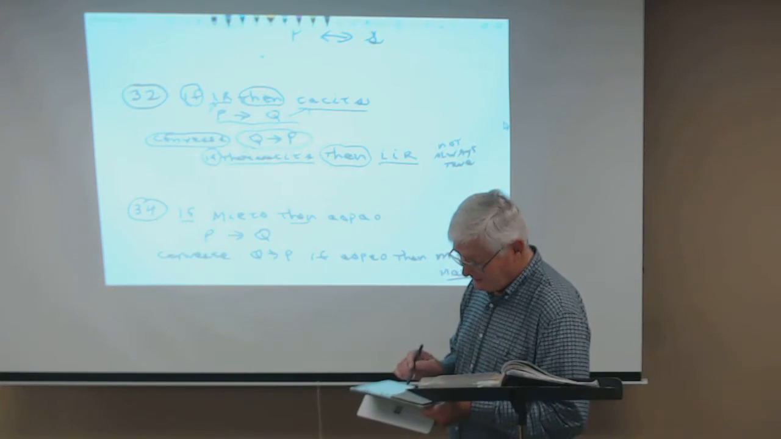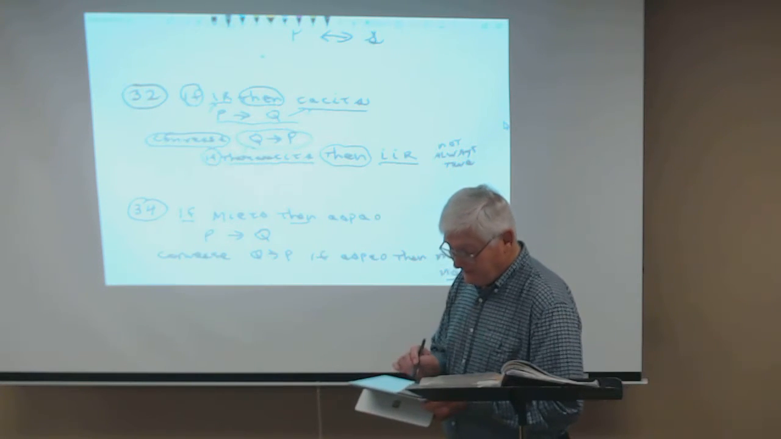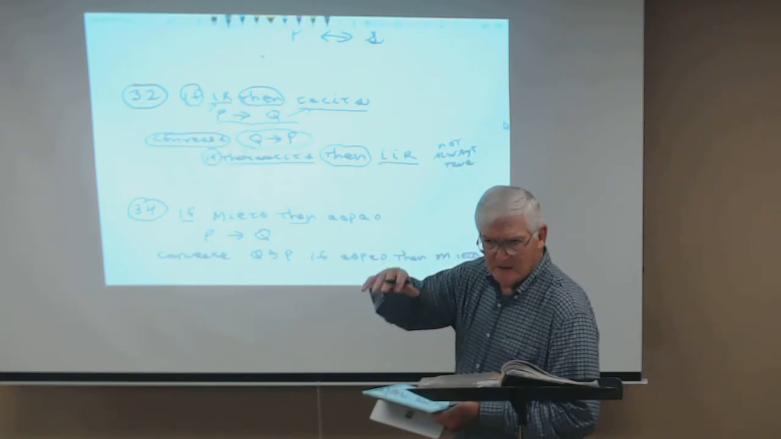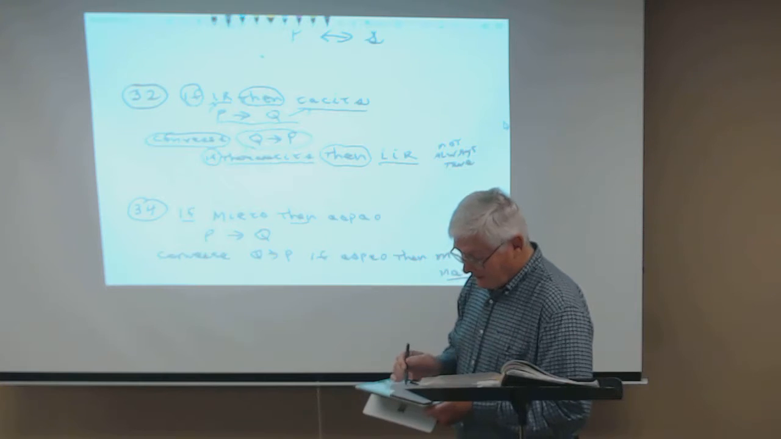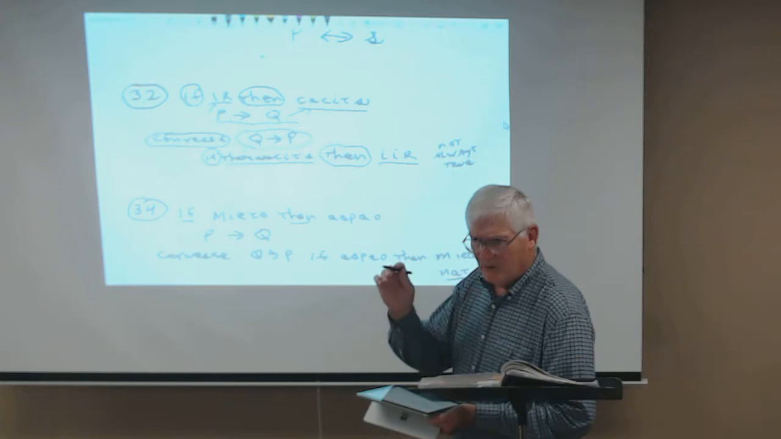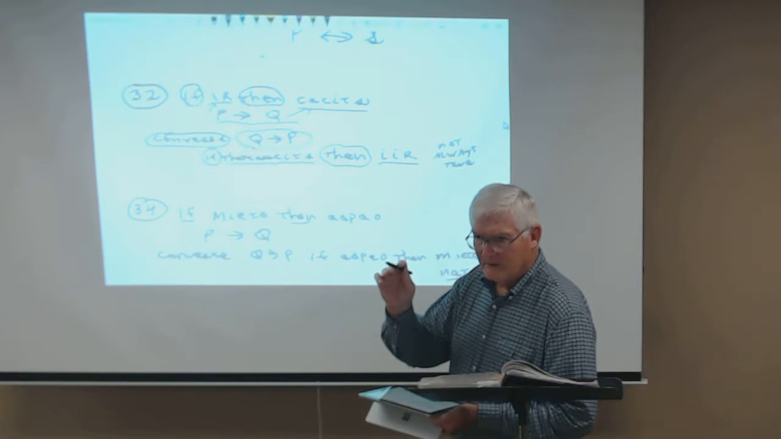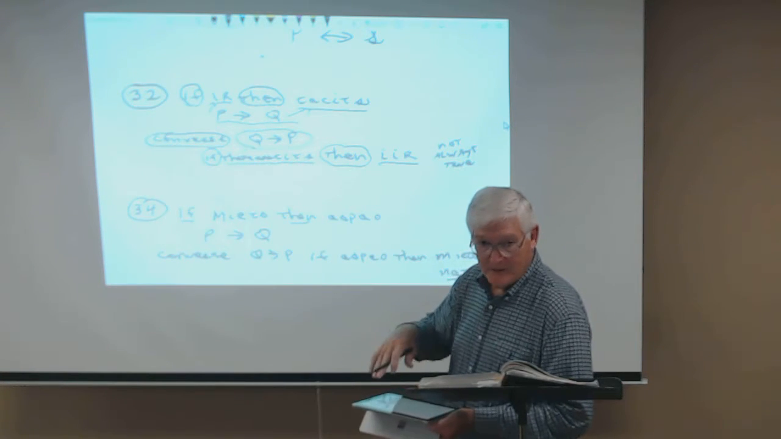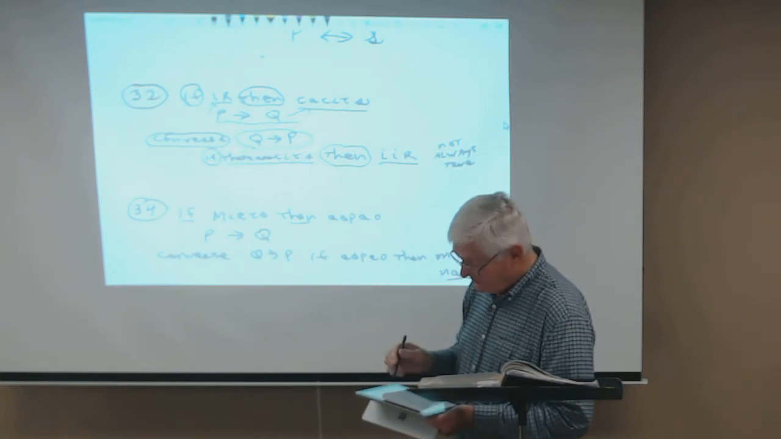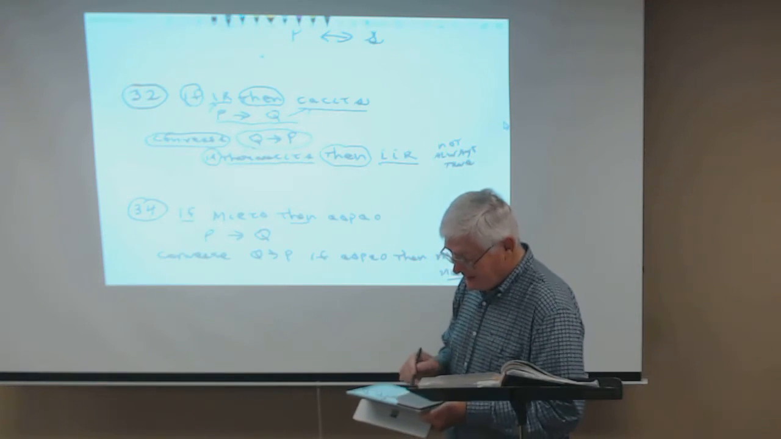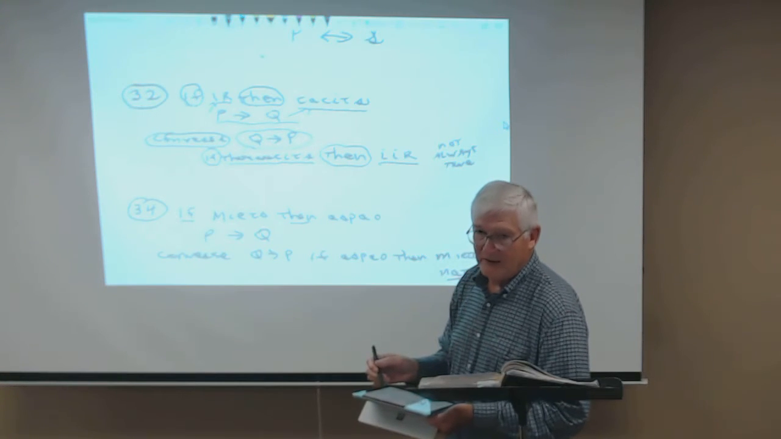I took the original sentence, and they want me to write the converse of it. So the original sentence said, if it's raining, then there are clouds in the sky. Because doesn't rain come from clouds? So the converse says, if there are clouds in the sky, then it's raining. Is that always true? I mean, when it's raining, I know there's clouds in the sky, but can there be clouds in the sky without it raining? So that's not always true. That's what they want you to do. After you finish doing this, think about the sentence and say, is that always true? You say, no, that's not always true.